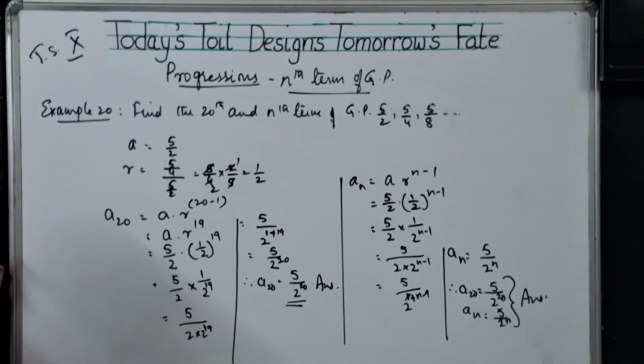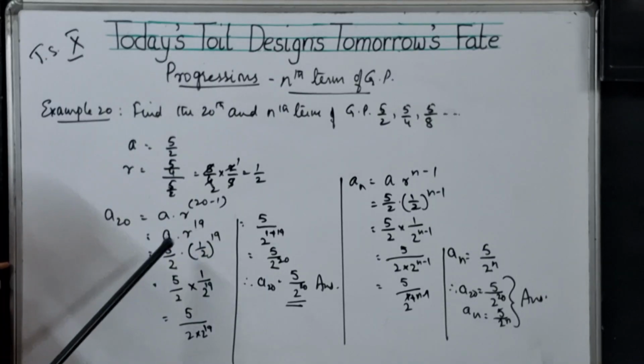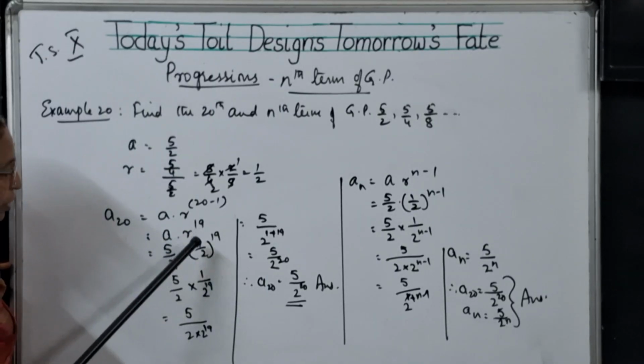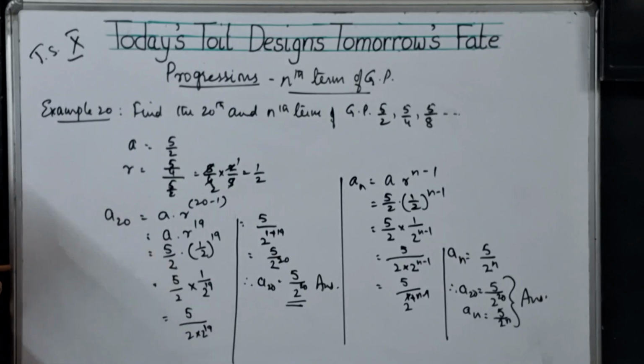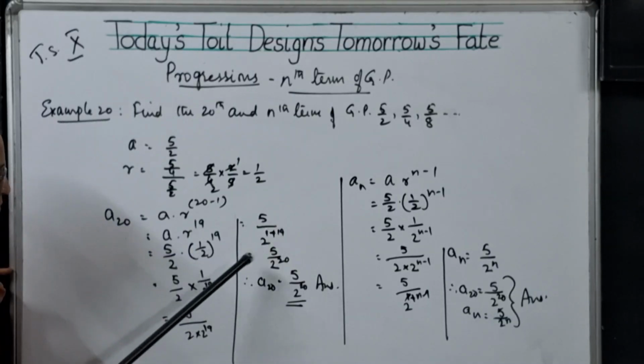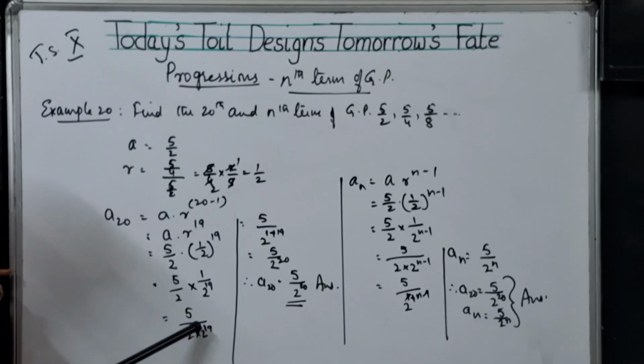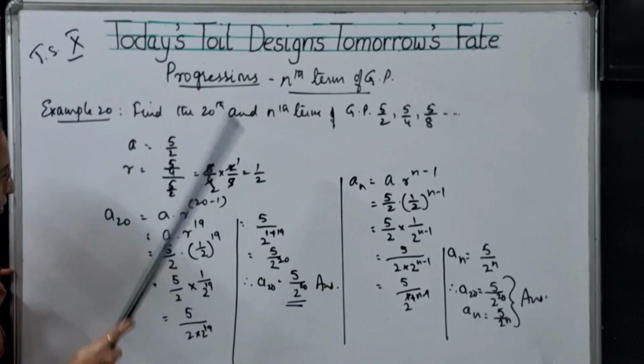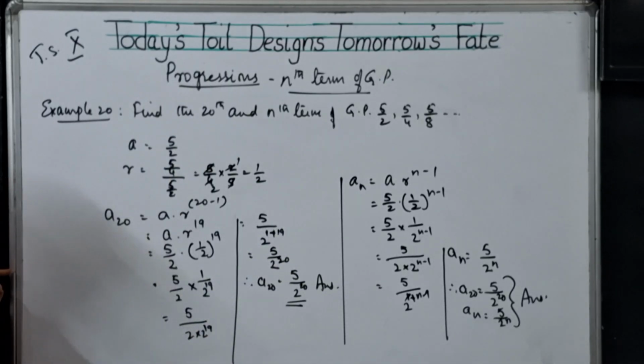Already I have explained to you in the earlier case. So, A into r to the power of 19. A is 5 by 2 into 1 by 2 whole to the power of 19. That means 5 by 2 into 1 by 2 to the power of 19. That means 5 by 2 into 2 to the power of 19. See, bases are same and multiplied, power should be added, 1 plus 19. That is 5 by 2 to the power of 20. So A20 is 5 by 2 to the power of 20.